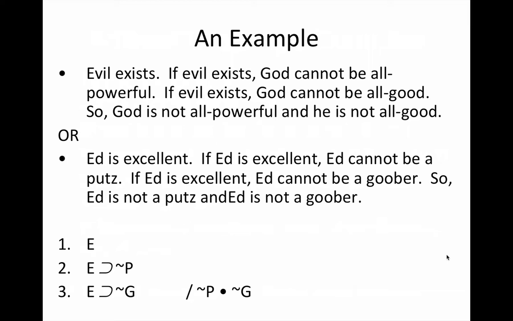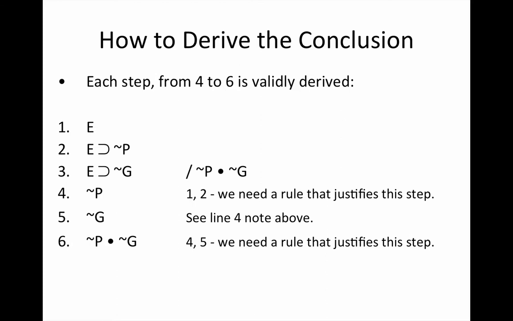So what we need now is to show how that conclusion, not P and not G, is derived from the three premises. Okay, so you have in the first three sentences what you saw on the previous slide. And to the right of the third sentence, you have your conclusion.